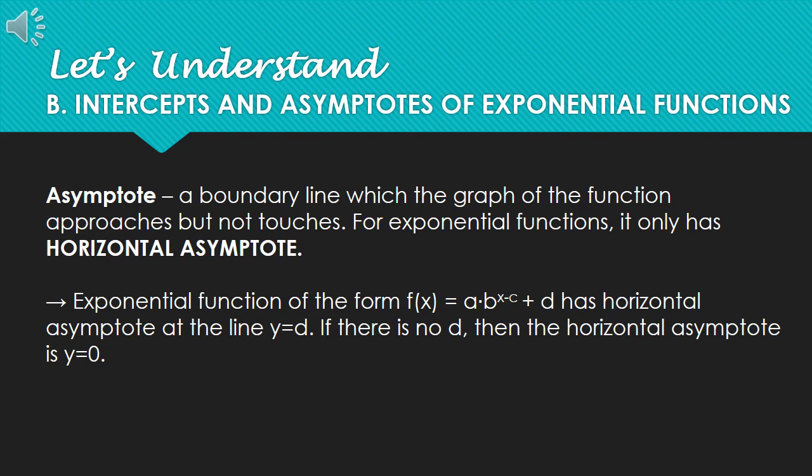So after the intercepts, we have asymptote. Asymptote is a boundary line which the graph of the function approaches but does not touch. So for exponential functions, it only has a horizontal asymptote. So an exponential function of the form f of x equals a times b raised to x minus c plus d has a horizontal asymptote at the line y equals d. If there is no d, then the horizontal asymptote is y equals 0.